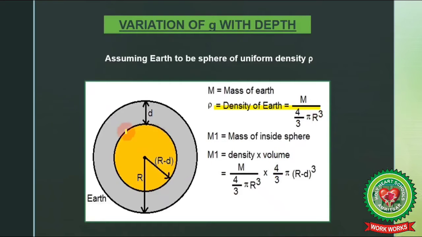Now the volume of this smaller sphere is 4/3 π(R − d)³, because the distance from center to this sphere is R − d. If this distance is d, and this whole distance is R, therefore the radius of this smaller sphere will be R − d.